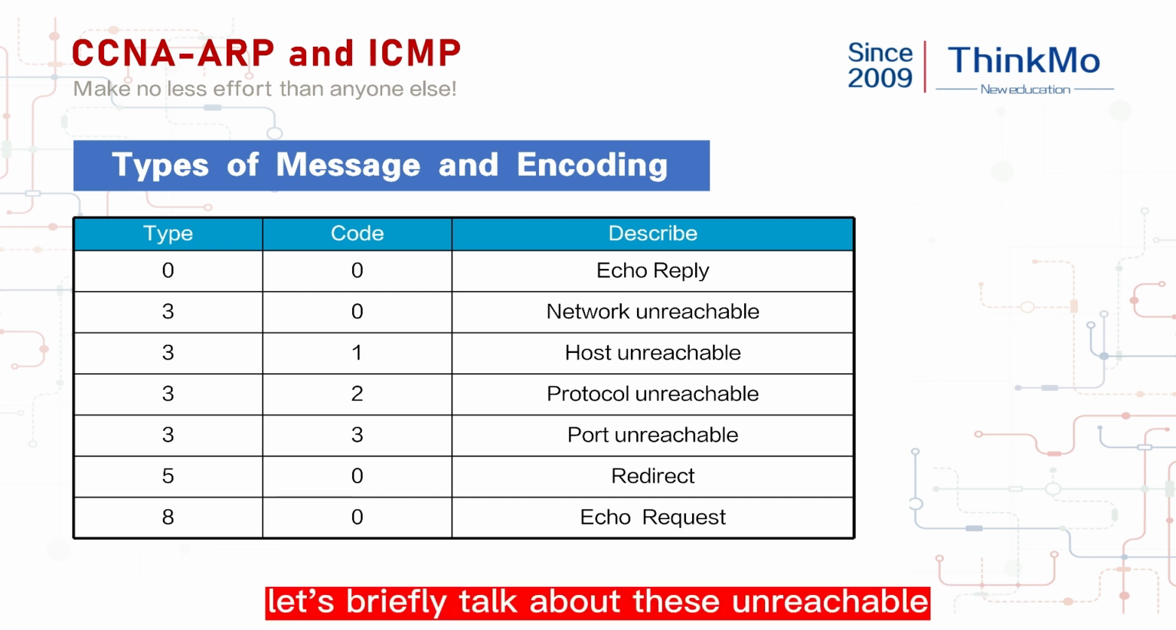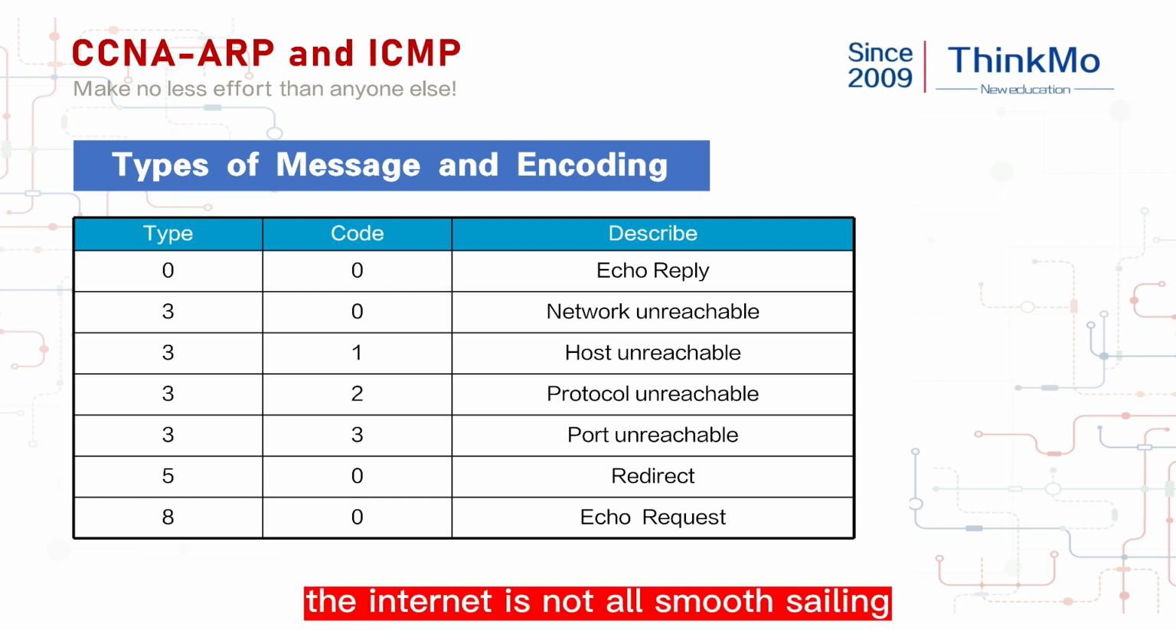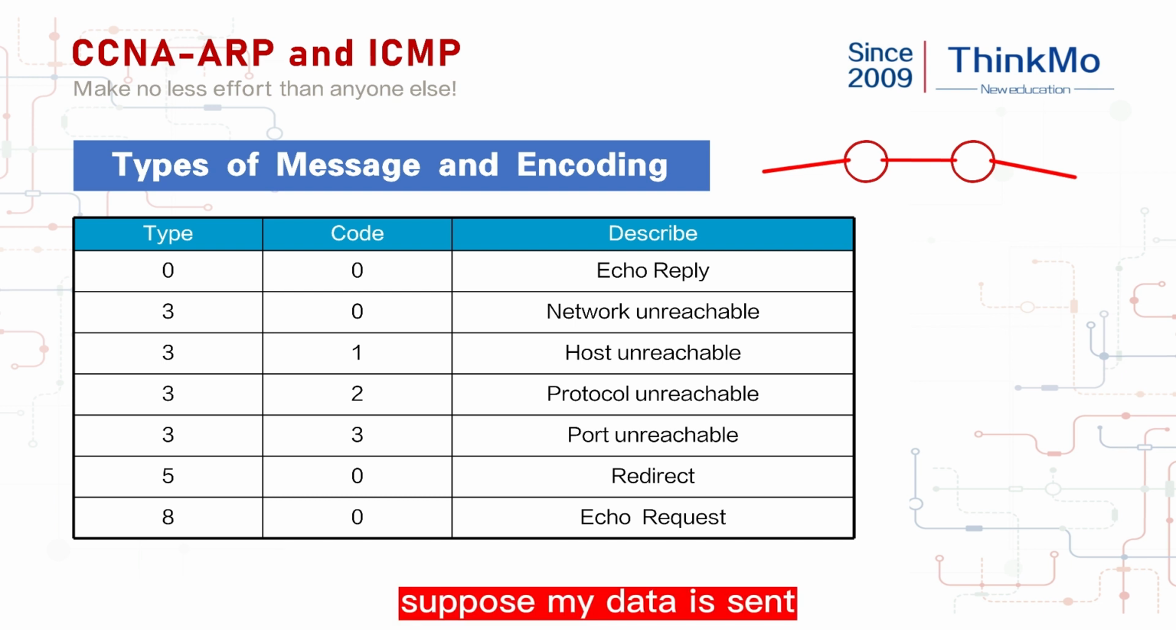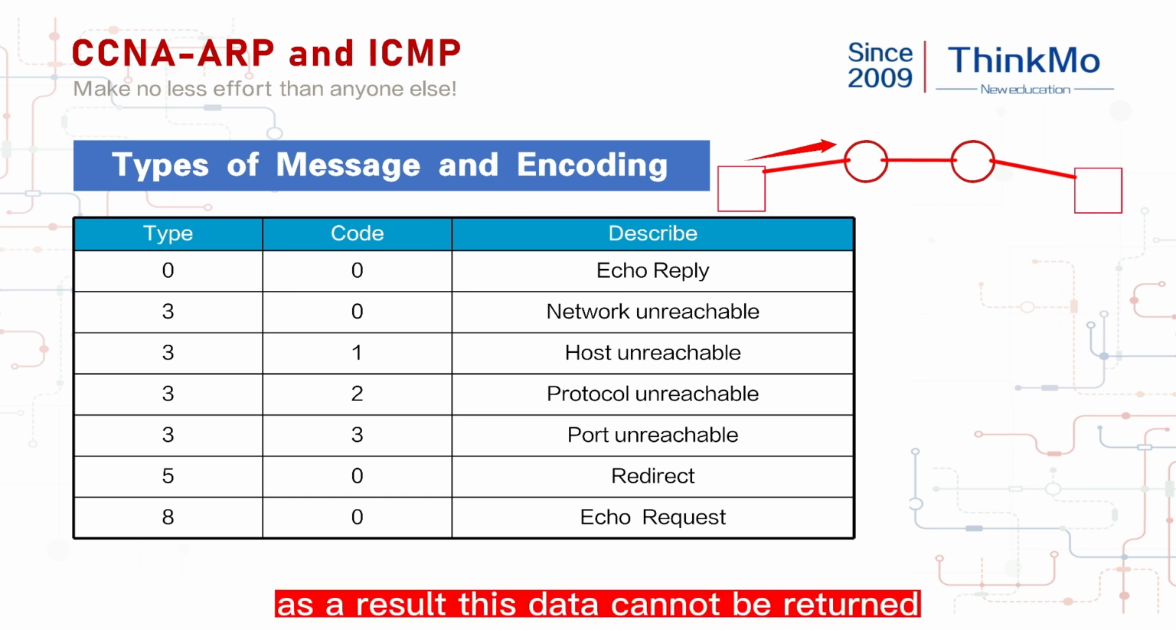Let's briefly talk about these unreachable messages. Host unreachable and network unreachable. I just told you, the internet is not all smooth sailing. Suppose my data is sent. This is the sender, this is the destination. The data goes to the next device, and then, whatever the reason behind it, this data cannot be returned. This is called network unreachable.